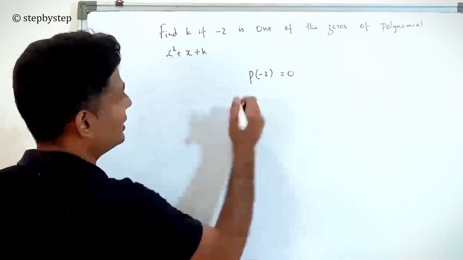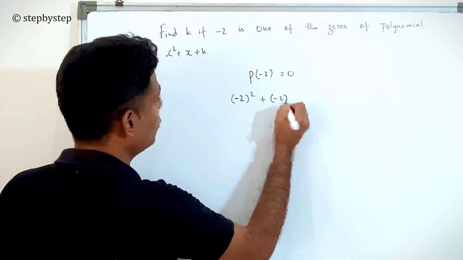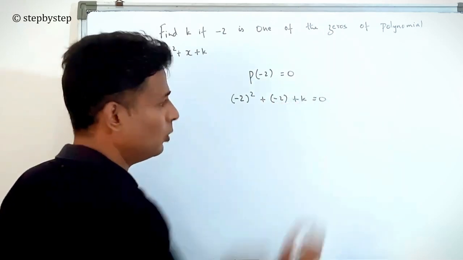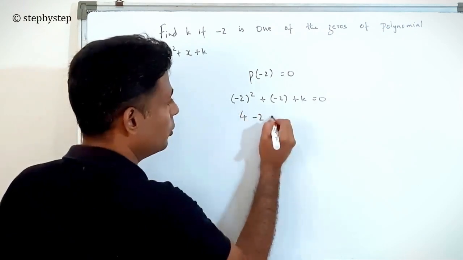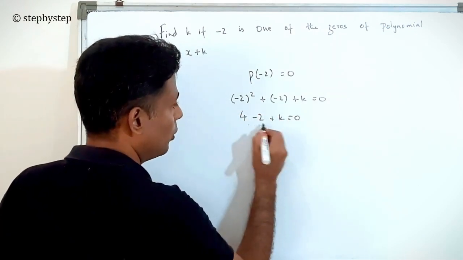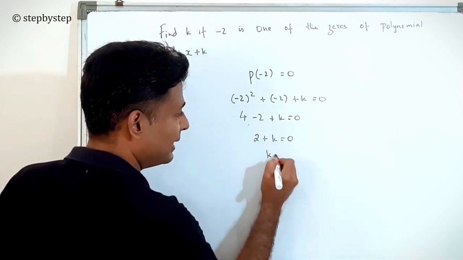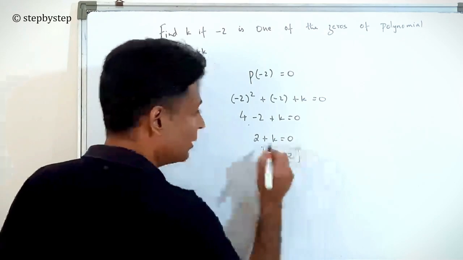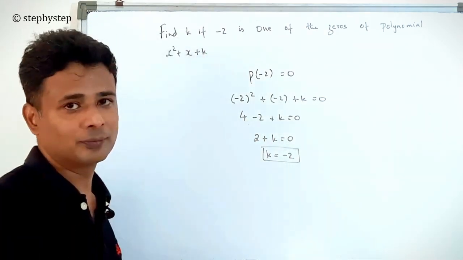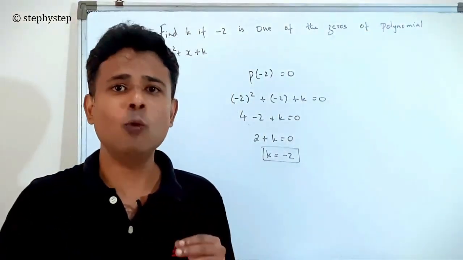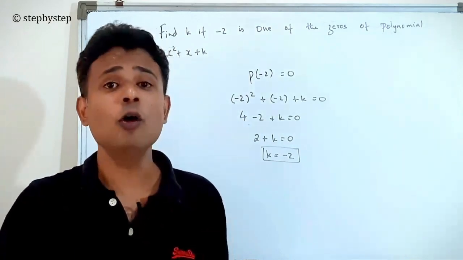Now when I put minus 2 instead of x, what do I get? Minus 2 square plus of minus 2 plus k equal to 0. Right? So minus 2 square is 4, minus 2 plus k equal to 0. 4 minus 2, 2, plus k equal to 0, which means k is equal to minus 2. So what is the value of k? Minus 2.